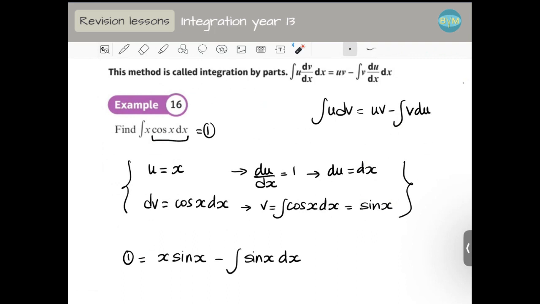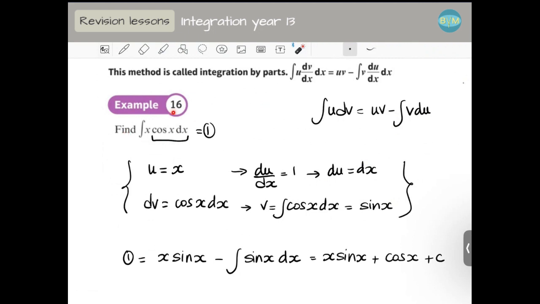Yeah, it's just sine x. So this is going to be x sine x, so the first part, minus the integral of sine, which is minus cos. So I'm going to change this minus by a plus. Yeah. And then I'm just going to add the constant of integration here.